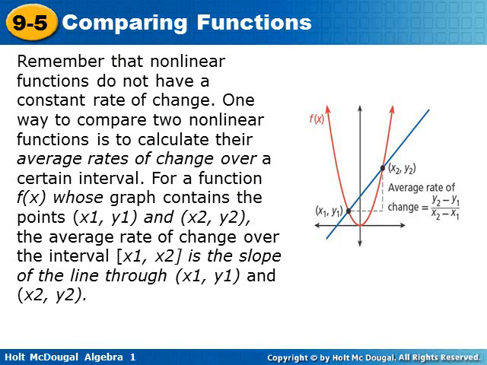Remember that nonlinear functions do not have a constant rate of change. One way to compare 2 nonlinear functions is to calculate their average rates of change over a certain interval. For a function f of x whose graph contains the points (x1, y1) and (x2, y2), the average rate of change over the interval [x1, x2] is the slope of the line through (x1, y1) and (x2, y2).